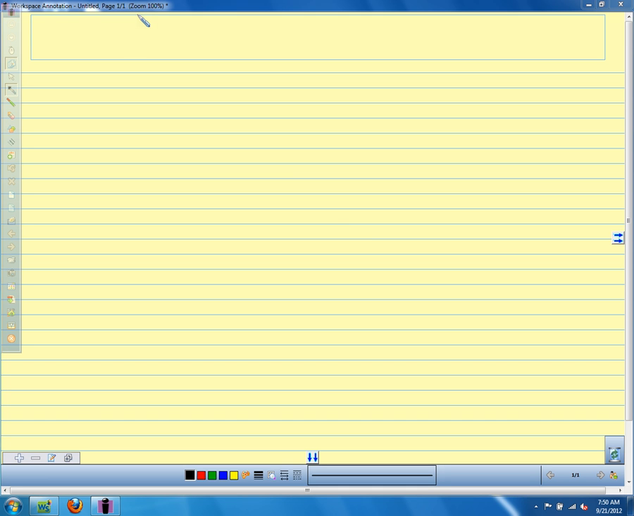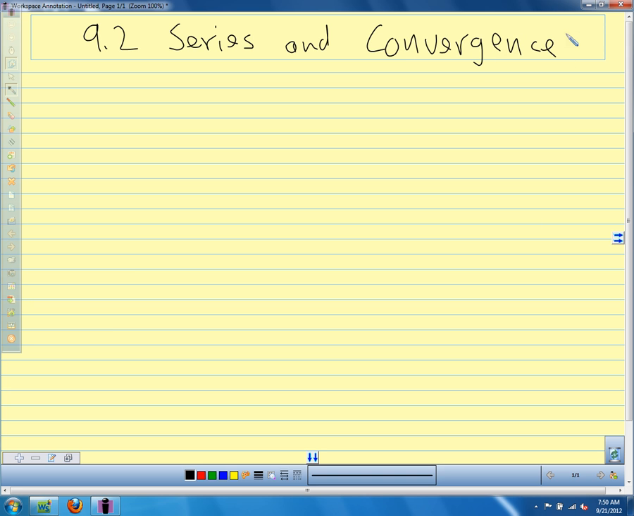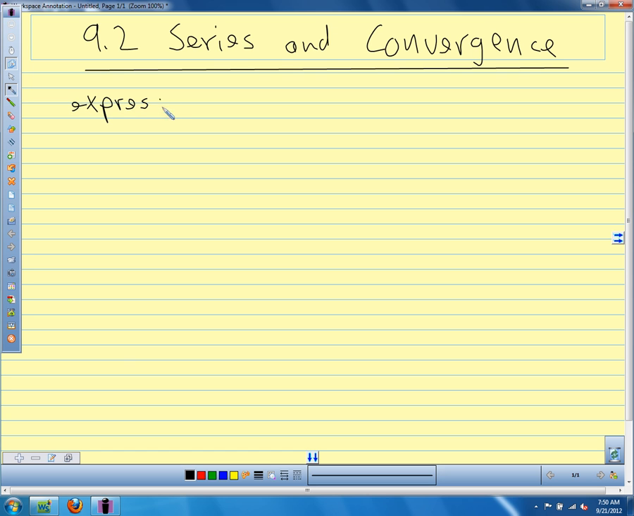So we're still in section 9.2. And we're still interested in series and convergence. So here's what we want to do. We want to express 5.23 repeating as the ratio of two integers.